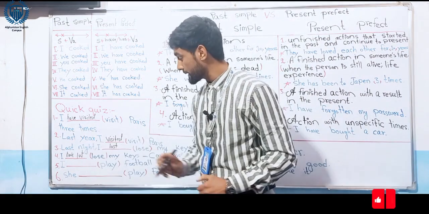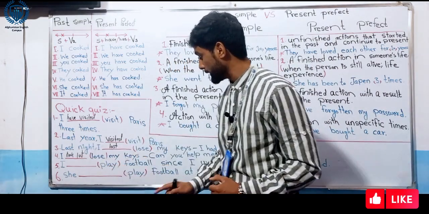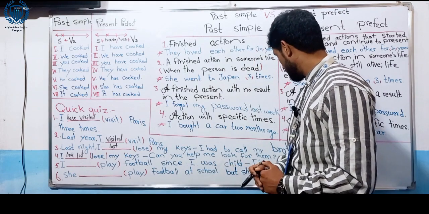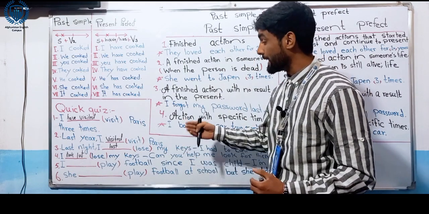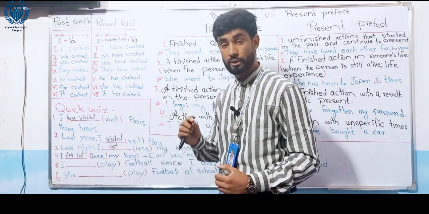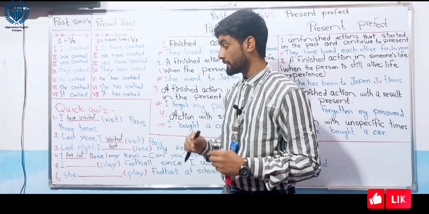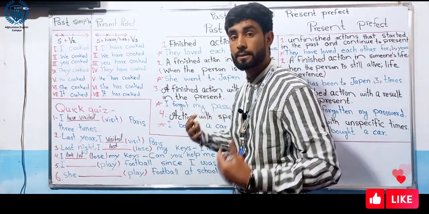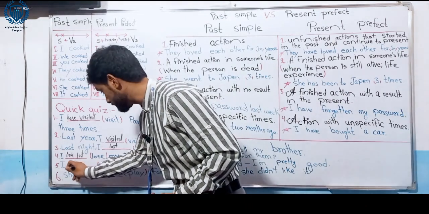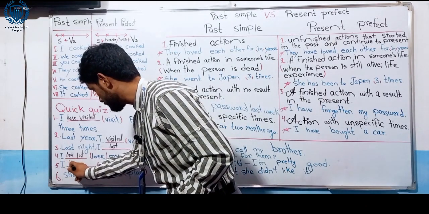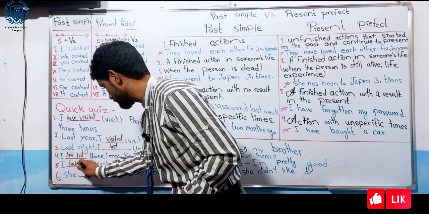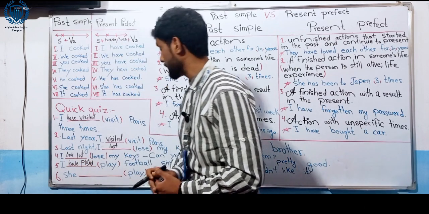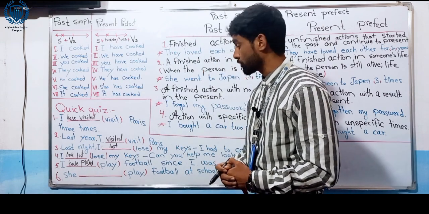And the sentence number 5. I, the verb is play, football since I was a child, I'm pretty good. Now, the action started in the past. When I was a child, I started playing football, and still I play. There is no specific time as well. So I can use present perfect. I have played football since I was a child.